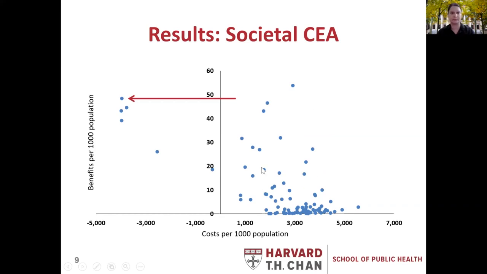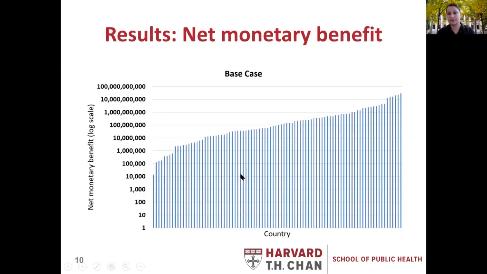So alternatively, we can look at results in terms of a net monetary benefit, here shown on the log scale for easier visualization along the y-axis by country along the x-axis. Once again, the countries with the highest net monetary benefit are among the top 30 high burden TB countries according to WHO, and are also countries with large population sizes, including South Africa, Philippines, Indonesia, India, and China.